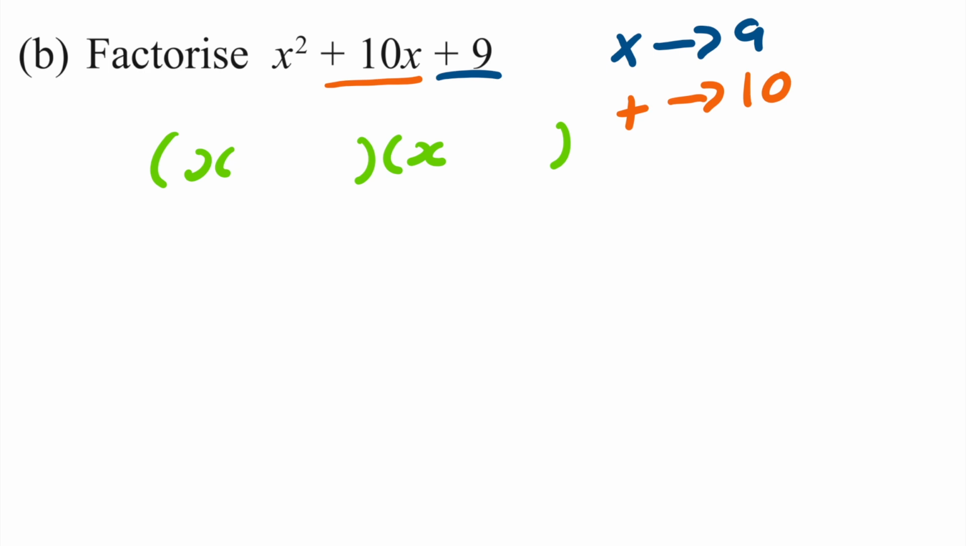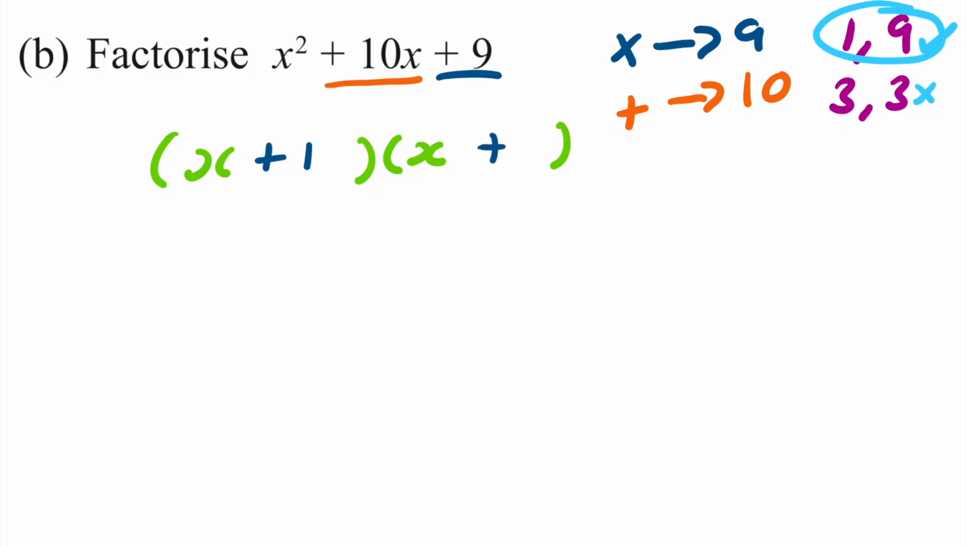I'm going to list the pairs of numbers that times to give you 9, and the options are 1 and 9, and the other one is then 3 and 3. We're going to look at those and see which ones then add to give you 10, and 1 plus 9 does give you 10, so therefore it's going to be these two. 3 plus 3 adds to give you 6, so it's not that second one. So we then bring the 1 and the 9 over, so it'll be plus 1 and then plus 9.